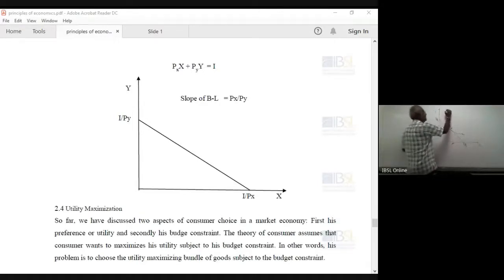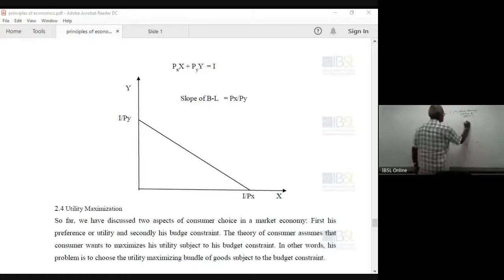X star, Y star is called the utility maximizing combination of goods X and Y. At that point, why is it called the utility maximizing point? Mathematically, it is the tangency point: the indifference curve and the budget line just touch. Economically speaking, what is the condition?